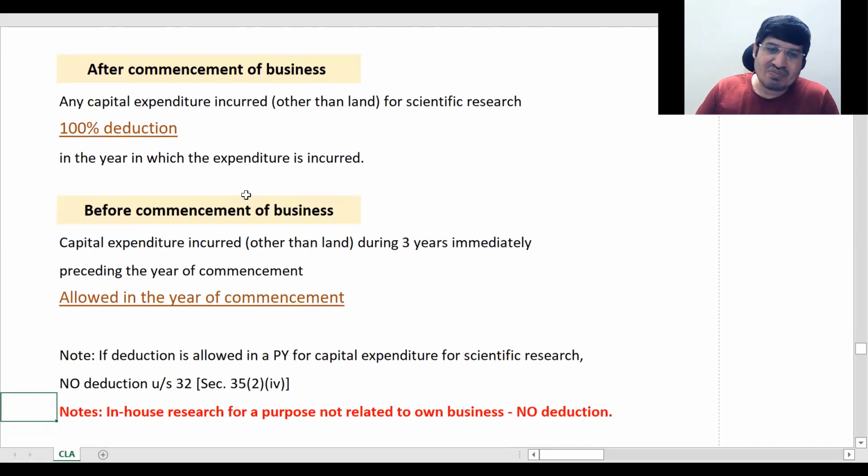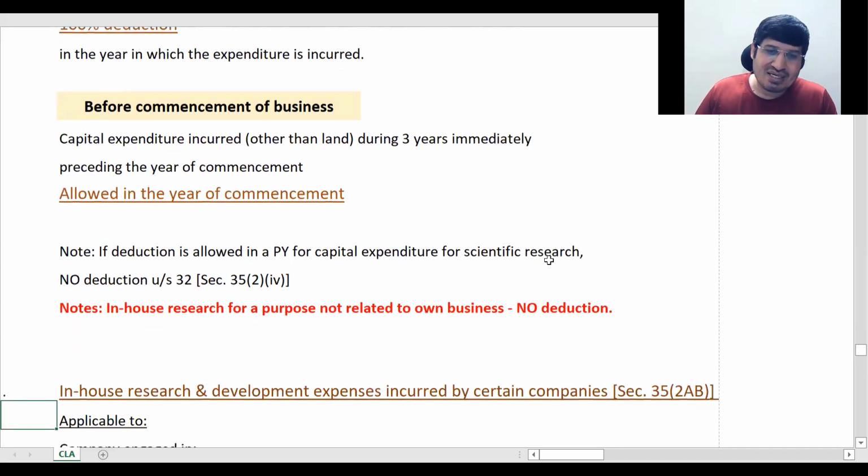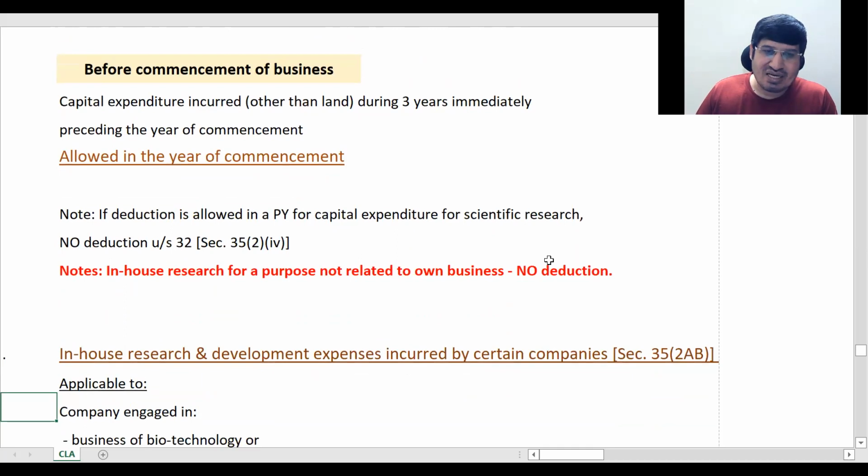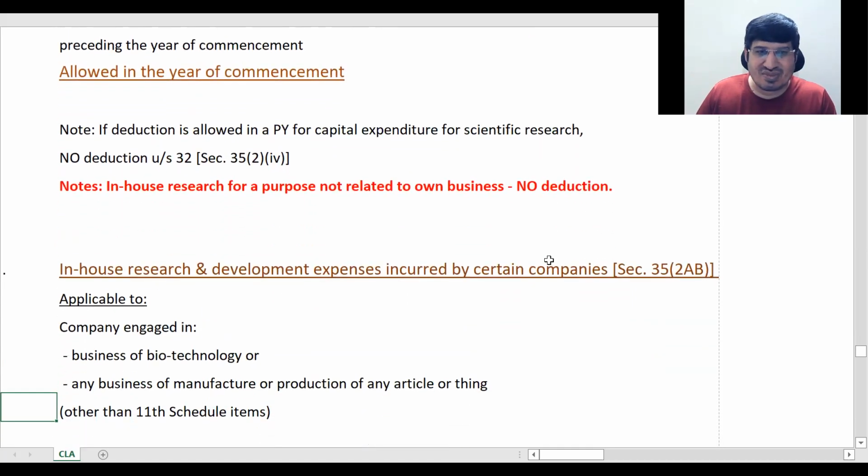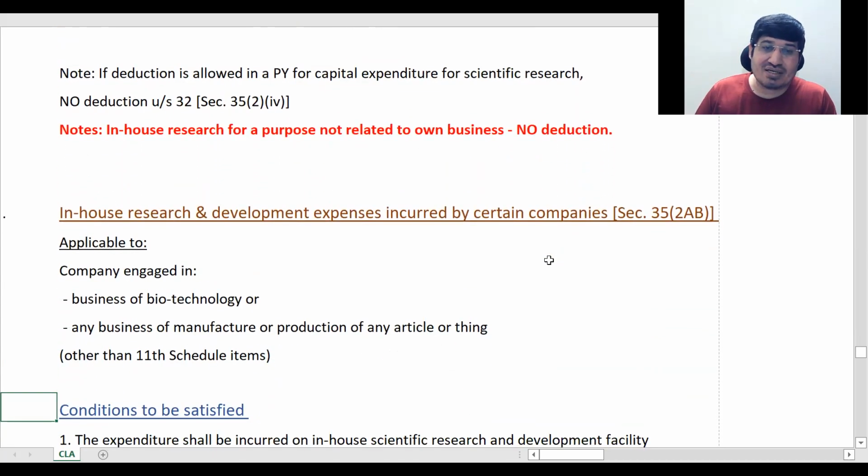What about before commencement? Again, the 3 years thing comes here. 3 years immediately preceding the date of commencement of business. Whatever capital expenditure you have done, just club it together. Everything you'll get deduction in the first year of commencement of business. Again, land is excluded. And if you are taking deduction for capital expenditure here, you will not get depreciation deduction. So the next point.